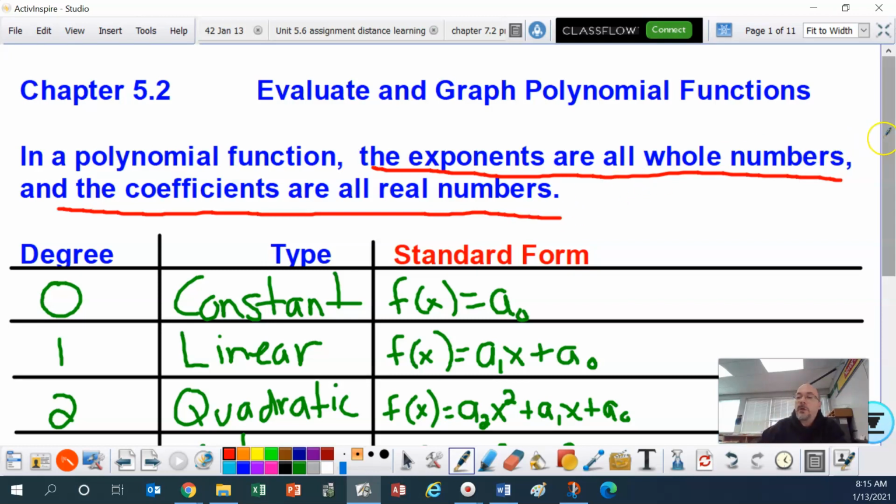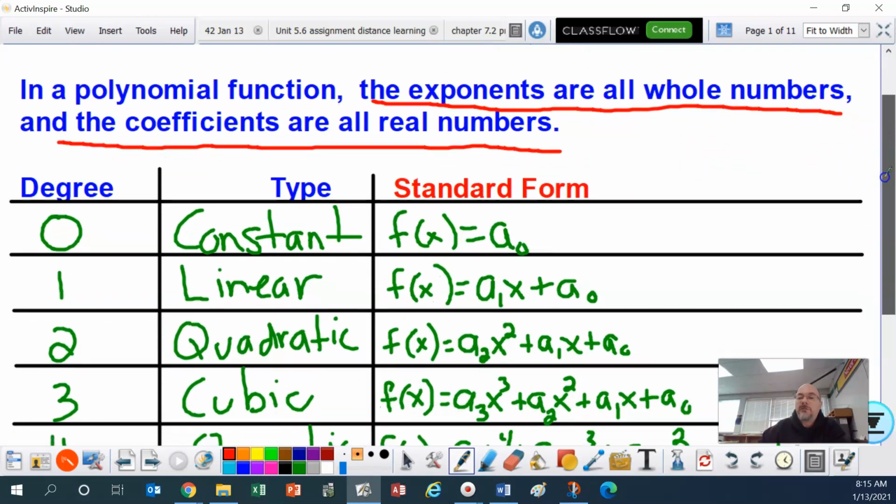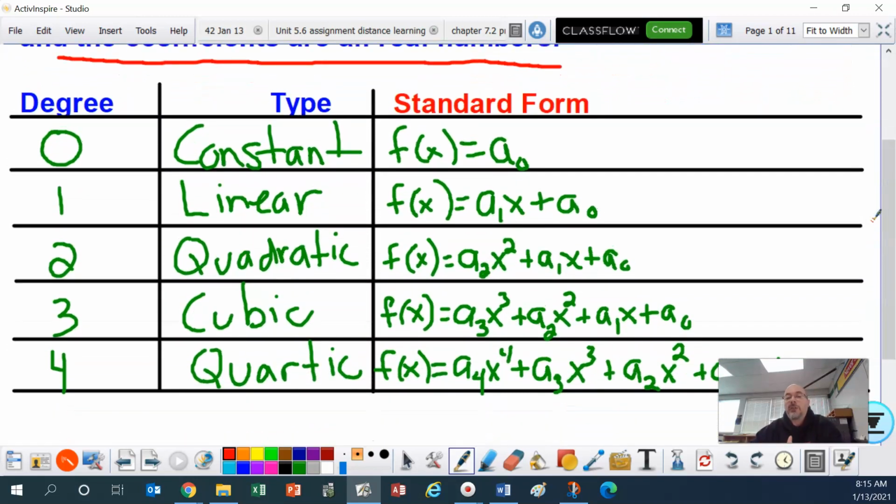Now, we're going to be looking at different types of equations with different degrees. If we've got a degree of 0, that means the exponent is 0, folks. That is just a constant. If we have a degree of 1, then that's a linear equation. Degree of 2, that's a quadratic. Degree of 3 is cubic, and a degree of 4 is quartic.